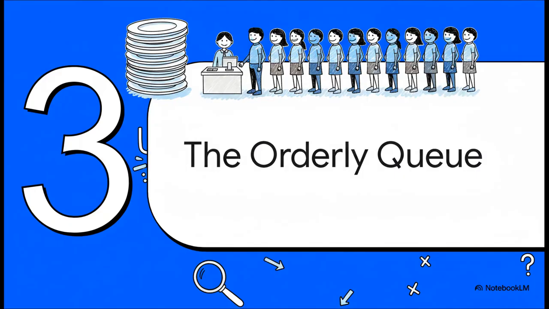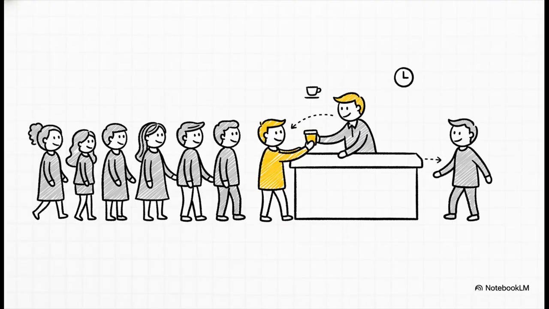All right, so that's the stack. Now let's grab our next tool and see what happens when we change that one core rule. It creates a totally different, but just as useful, system. This one's called the queue. And the perfect analogy for a queue is something we've all done, waiting in line. I mean, whether you're at the grocery store or waiting to vote, the rule is universal, right? The first person to get in that line is the first person who gets served.